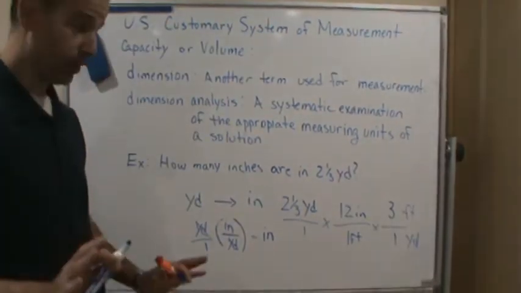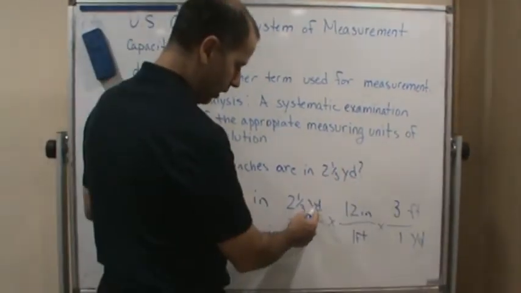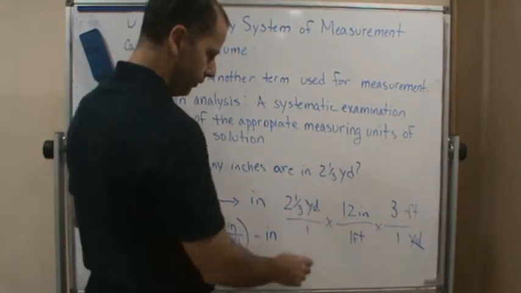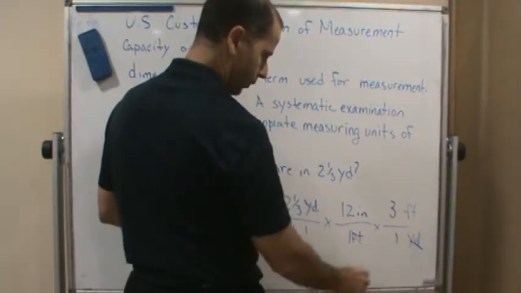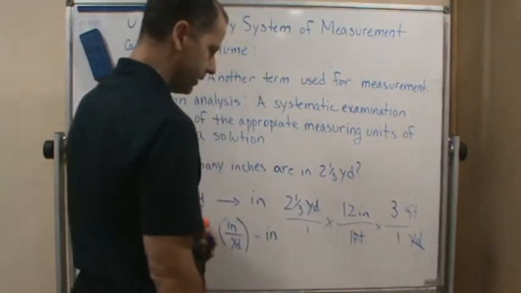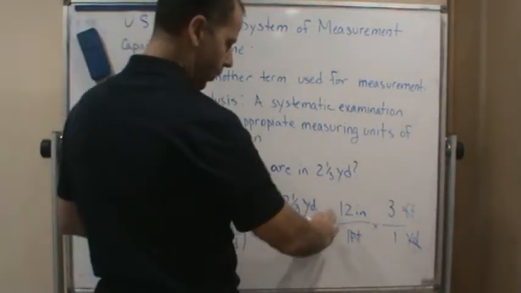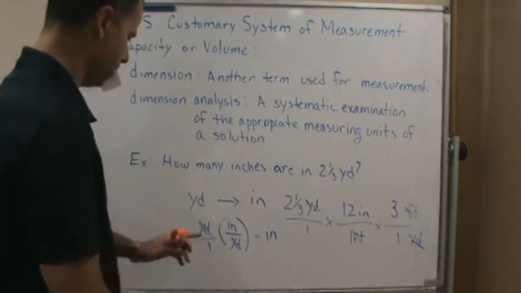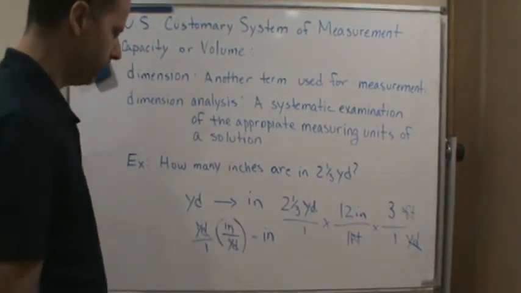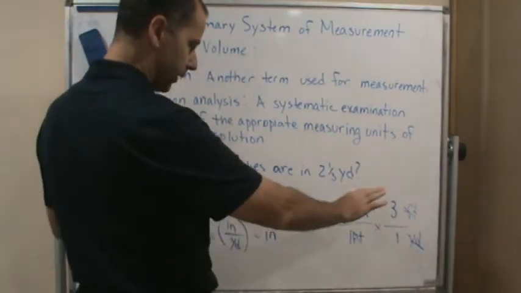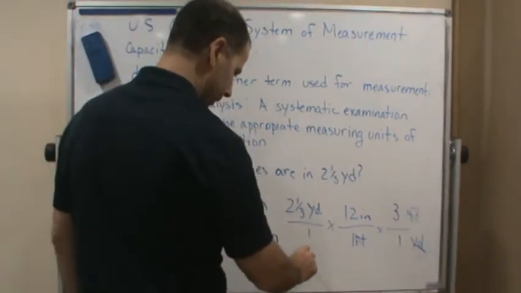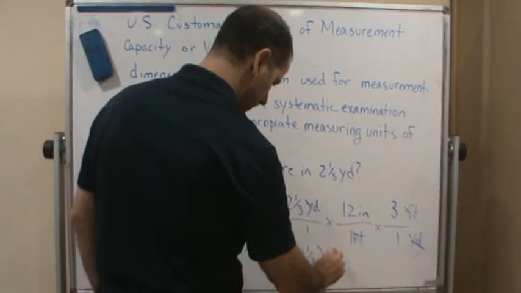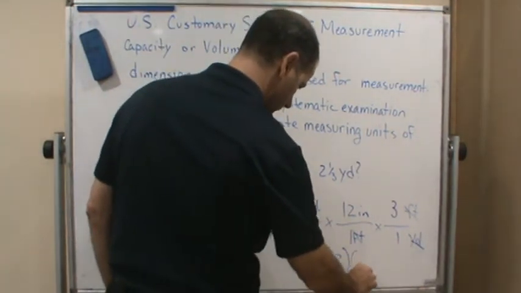Now let's look at the unit analysis. We've got yards here that cancel with yards down here. We've got feet here on the bottom, which cancel with feet over here on top. Now if we look at the units, what units do we end up with when we multiply across? We end up with inches, which is exactly what we wanted. So now all we have to do is multiply across the top and the bottom. So I'm going to take 2 1/3 times 12 times 3.